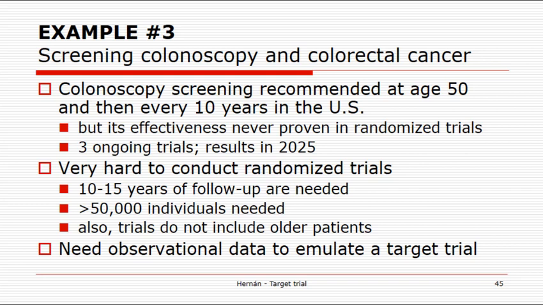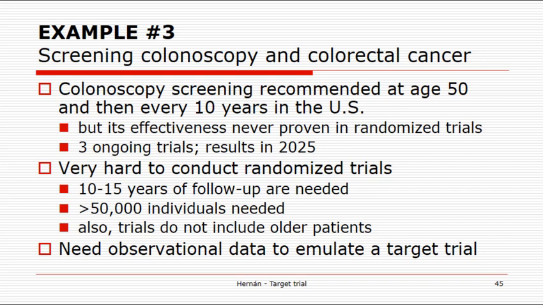This is an example of colonoscopy and cancer. So, a very brief summary here. As you know, everyone at age 50 in the US is recommended to have a screening colonoscopy for colorectal cancer. The effectiveness of that has never been proven in randomized trials. There are no trials of that because you need trials with 100,000 people for 15 years.